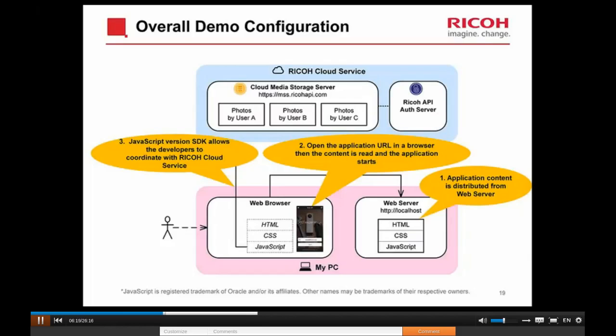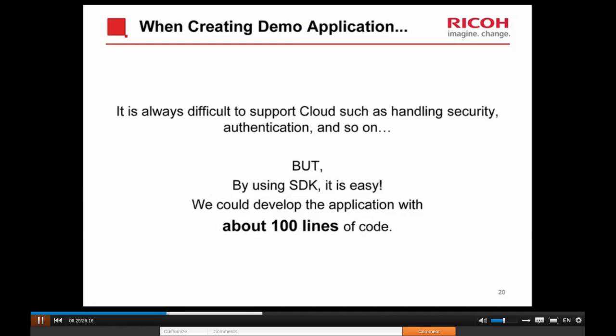On the cloud side, several images are stored for each user account, and the application can switch images for each user. The program I showed you now is a small prototype I created to introduce our Cloud API, wishing to create an interesting application. Generally speaking, it's really hard to support the actual cloud, since we need special considerations, such as security issues, image acquisition method, and so on. By using our SDK, I could develop this application, which I introduced now, with about 100 lines of code.